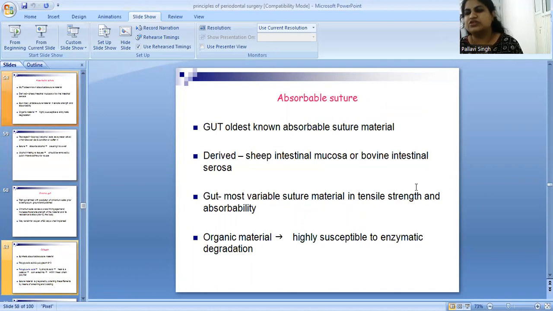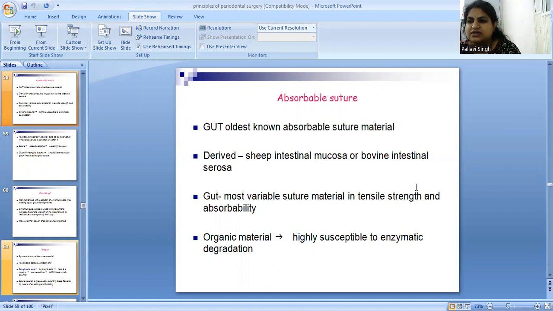Absorbable suture. Gut is the oldest known absorbable suture material. What is an absorbable suture material? It is a suture material which we do not need to remove; it can be directly absorbed by your body enzymes. It resolves within a time period. Gut is derived from sheep intestinal mucosa and bovine intestinal serosa. Gut is the most variable suture in tensile strength and absorbability.